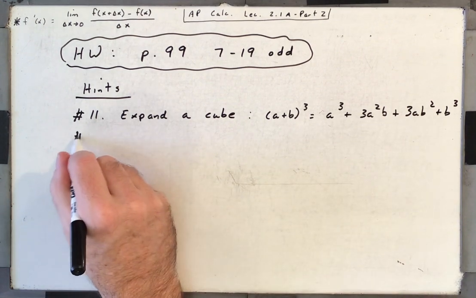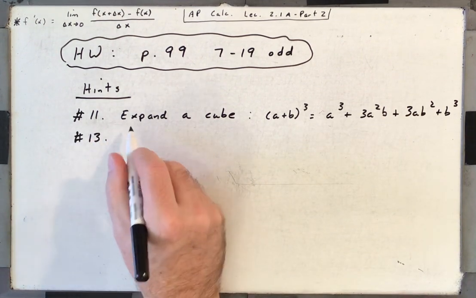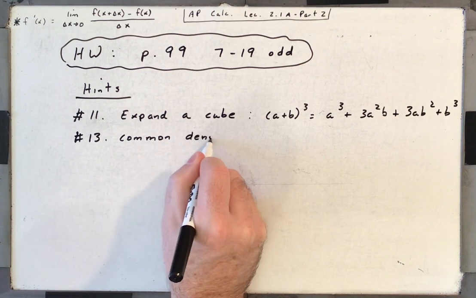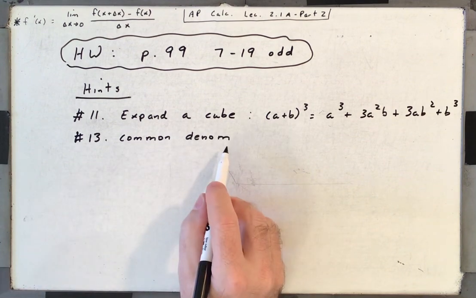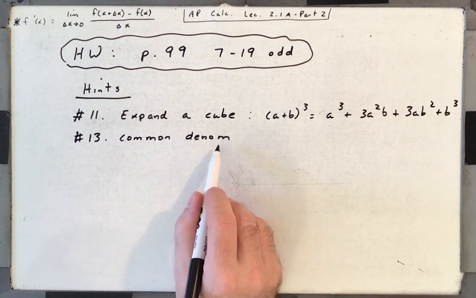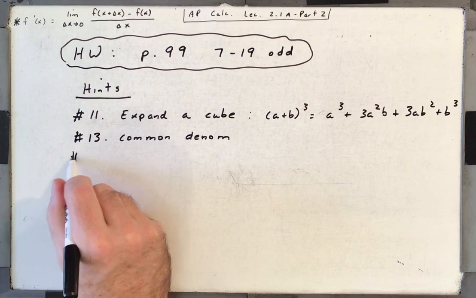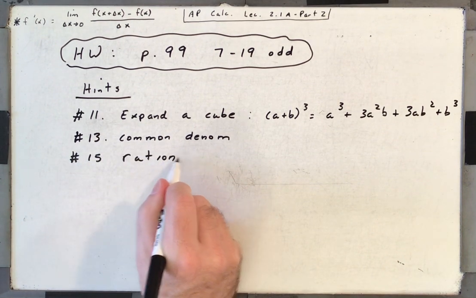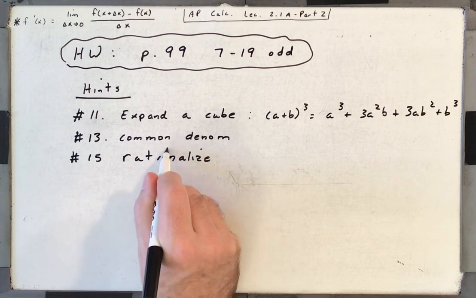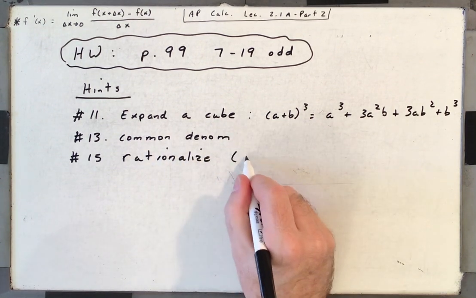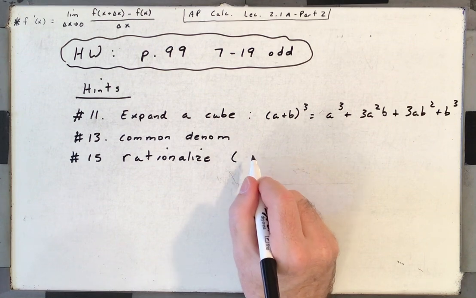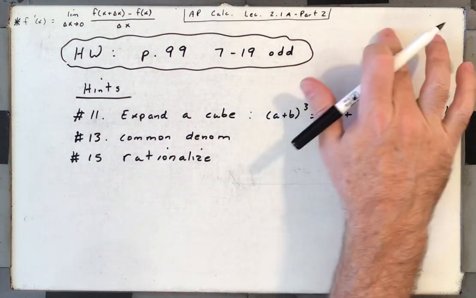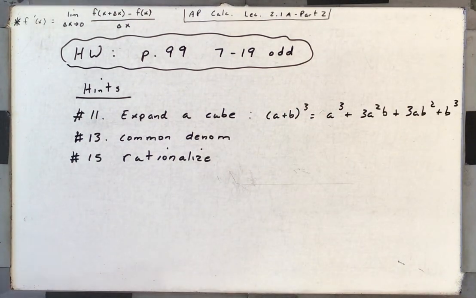On number 13, you will have to find a common denominator. So you have to use that trick on the f after you do the f plus delta x. Okay, and on number 15, you will have to rationalize. Okay, so what do you do when you rationalize? I'm going to let you go there, but we did the rationalization technique in chapter 1, all right? So you're going to have to do that.